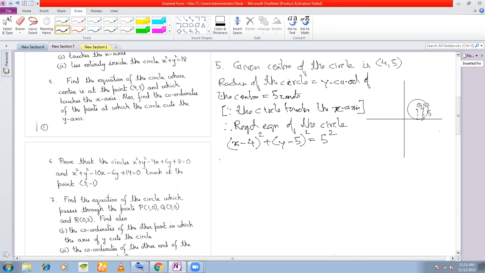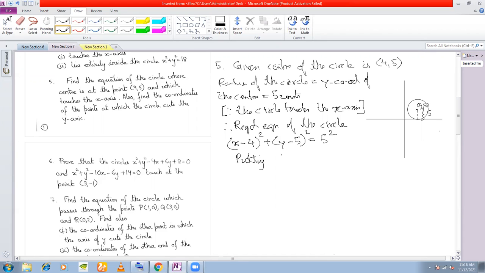You may write this in general form, or you may not write it in general form. It's no problem. In order to answer the second question, it is not actually required to write this equation in general form, so let's attempt the question as it is. Also find the coordinates of the points at which the circle cuts the y-axis. So at what point will this circle cut the y-axis?